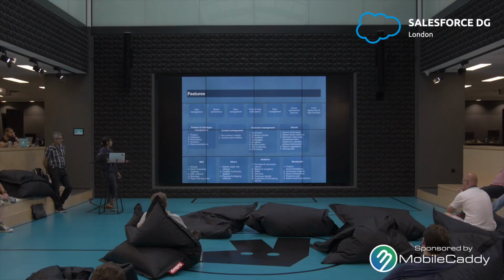First one is user management. User management means you can control access to Salesforce Commerce Cloud, that's it. And global preferences means, let's say you have a retailer, you can configure different time zones in which they are selling. Site management is just for the operations team. And code and data replication, I will come back to this topic later.